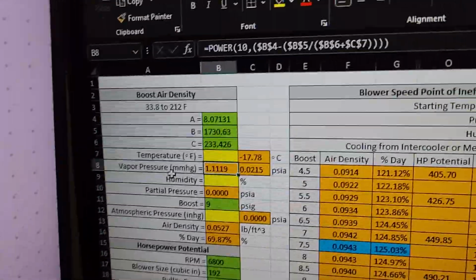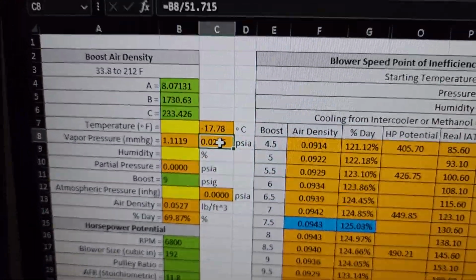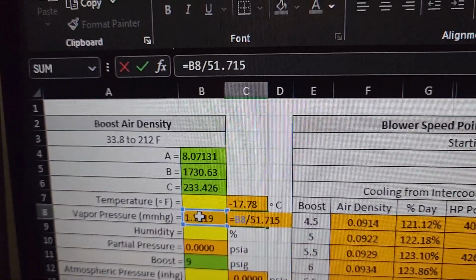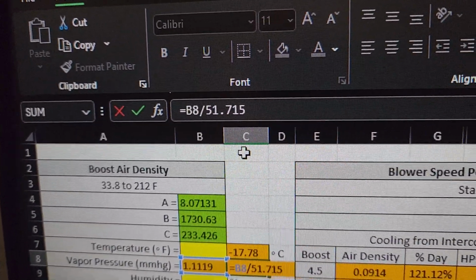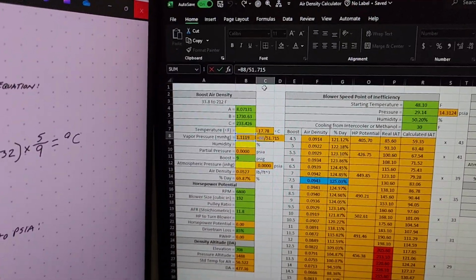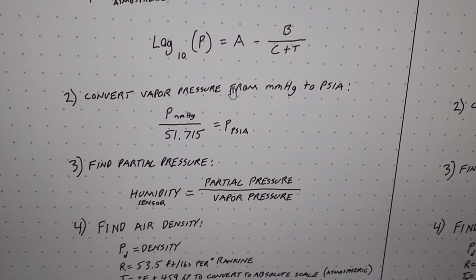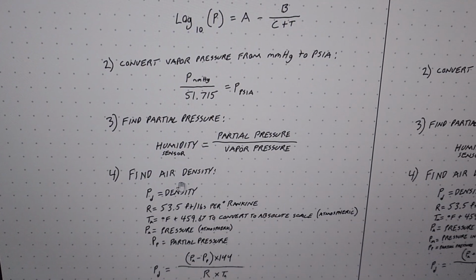And then you're going to convert that to pounds per square inch absolute. And so it's a simple conversion, just going to take that value and then you're going to divide it by 51.715. Okay? Simple. Not bad. Alright, so that's going to get you your units in PSIA. Then you're going to find your partial pressure.